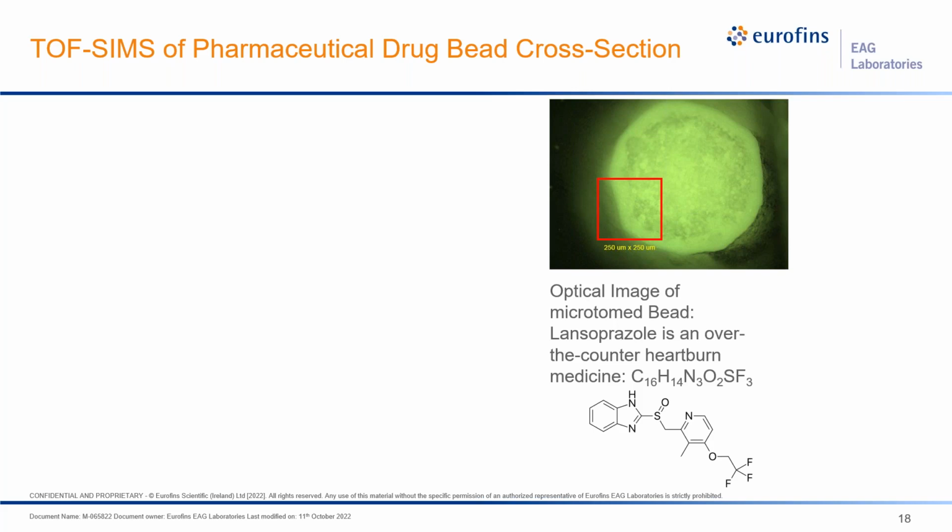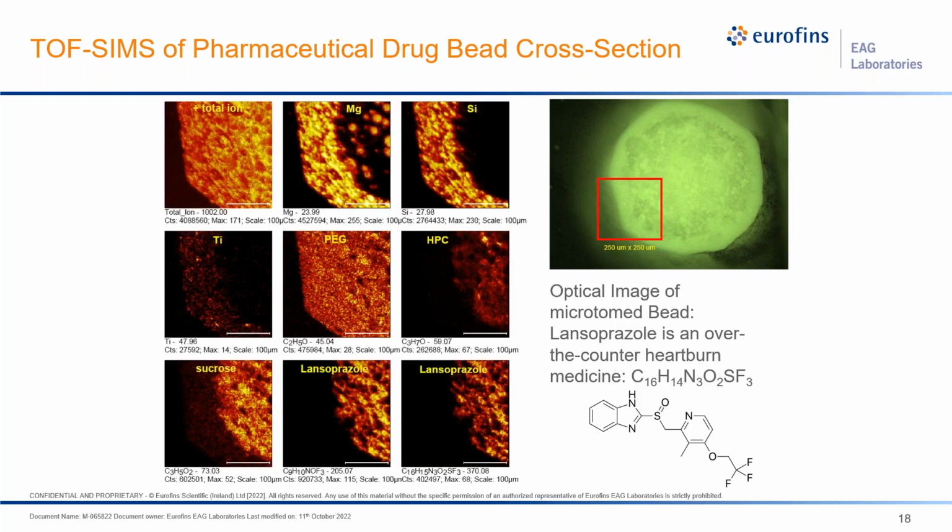An optical image of the cross-sectioned drug bead shows a shell structure, a core, and you can see it's really quite non-homogeneous. We took TOF-SIMS data from this red box, which is 250 microns square, and generated TOF-SIMS images. And these were quite interesting.